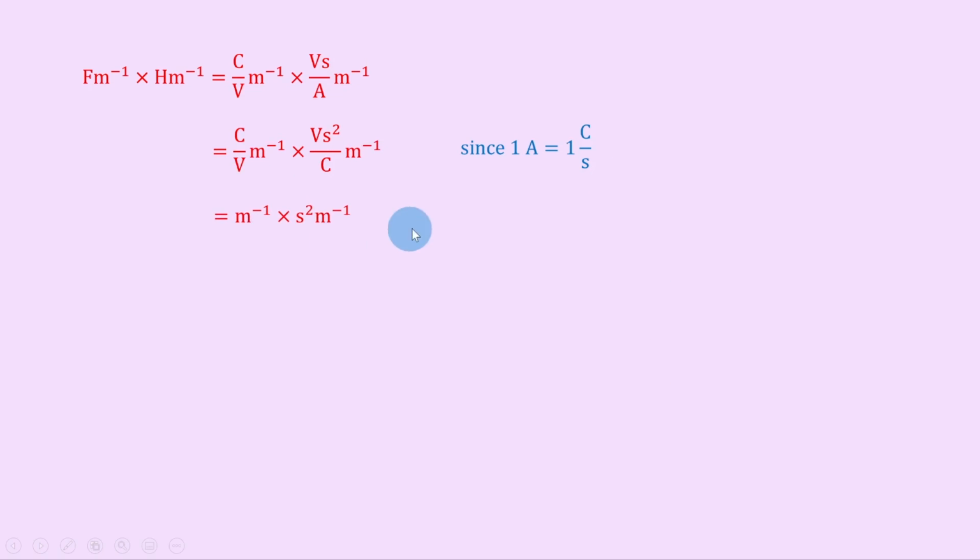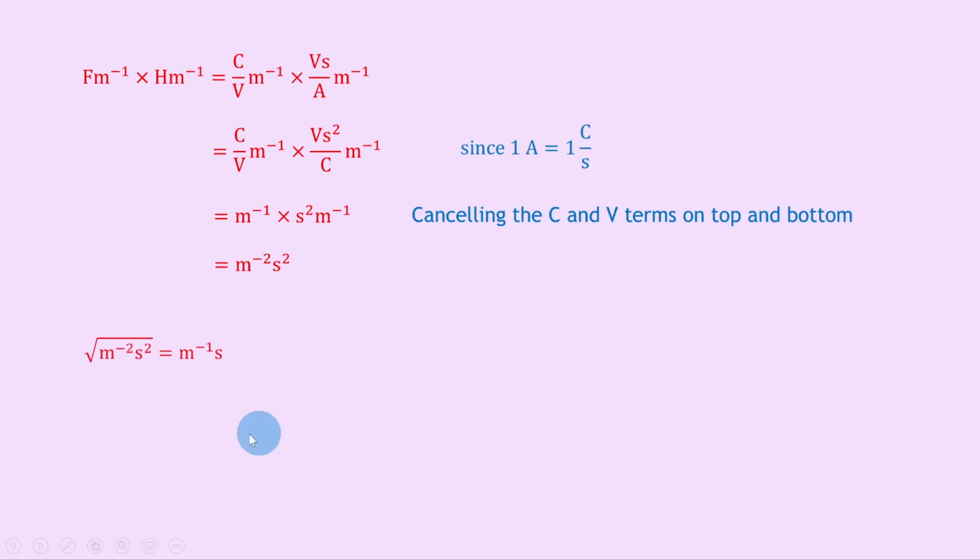So what we can then do is simplify this, cancelling the C and V terms on the top and bottom, you'll see we end up with m to the minus 1 times seconds squared m to the minus 1. And simplifying this further, we have m to the minus 2 seconds squared. But remember we said we need to take the square root of this, so the square root of m to the minus 2 seconds squared is equal to m to the minus 1 s. And since our equation for c is 1 over the square root of epsilon naught mu naught, then we need to take 1 over this, so we get 1 over m to the minus 1 seconds is equal to meters per second. So we have proved that the units of c is meters per second by manipulating some other expressions.